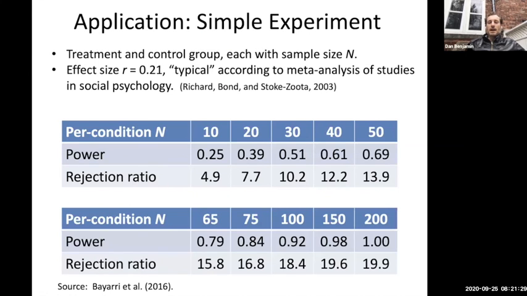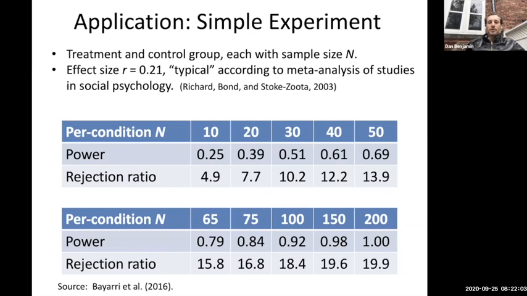Okay, so here are some simple calculations, and I'm taking a concrete example. Say we're talking about an experiment in social psychology, a simple experiment where we have a treatment group and a control group, and in each group there's a sample of size n, and I'm going to take, for an effect size, a correlation between treatment assignment, a 0,1 variable, and the dependent variable of 0.21.